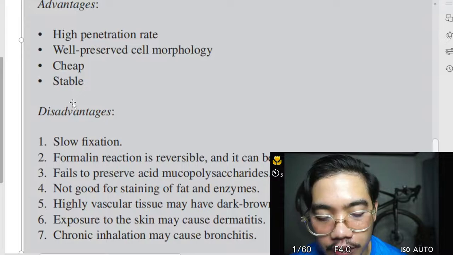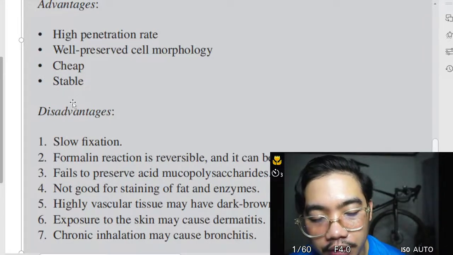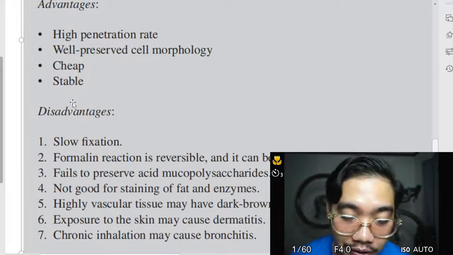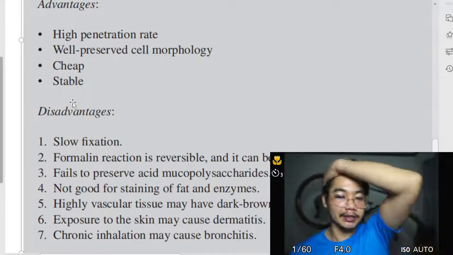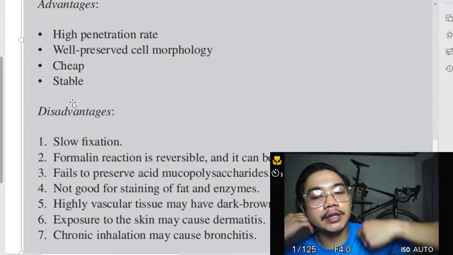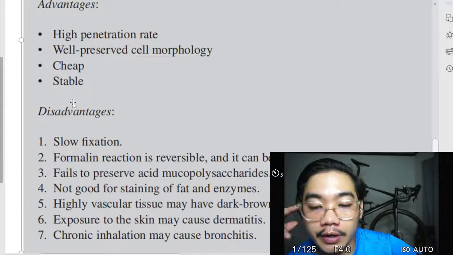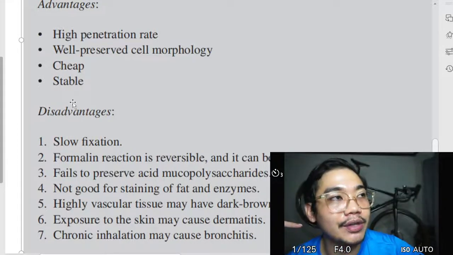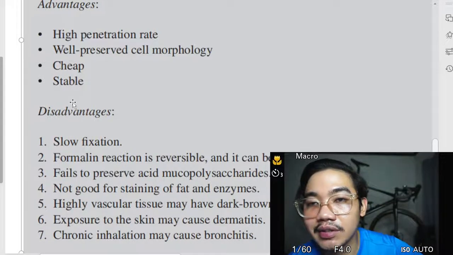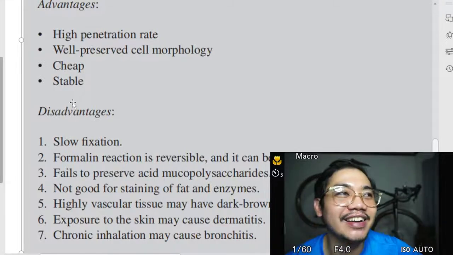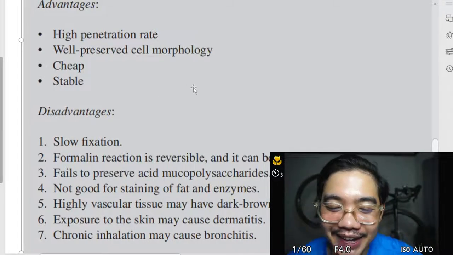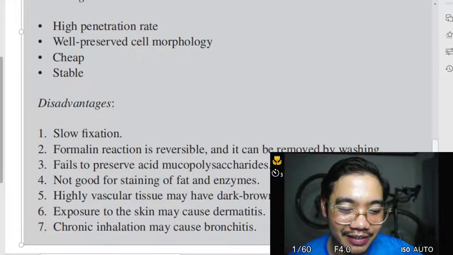Wrong. Scratch that. Exposure to skin may cause dermatitis and chronic inhalation may cause bronchitis. Medtechs or all the pathologists who do autopsies, they all have sinusitis, no? The linings of the sinuses are thickened, no?